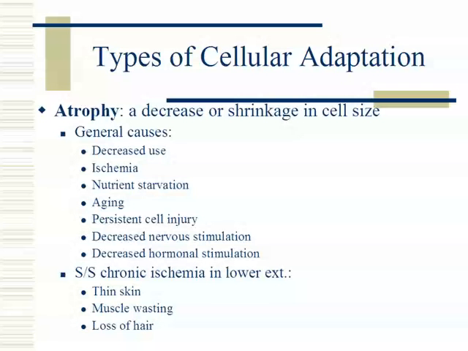Scurvy is a disease process that can lead to a decrease in hormonal stimulation, and scurvy is a problem with vitamin C. We don't get enough. So your symptoms of chronic ischemia in the lower extremities are that the skin becomes very, very thin, you'll have muscle wasting, and you'll have loss of hair.